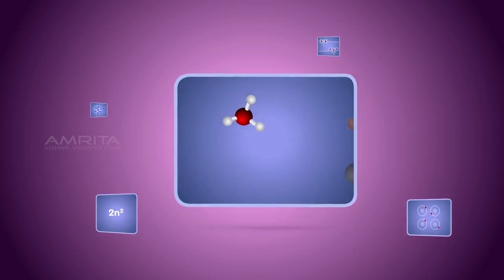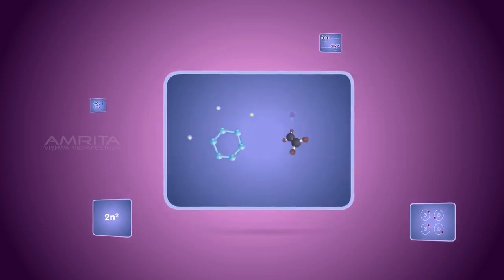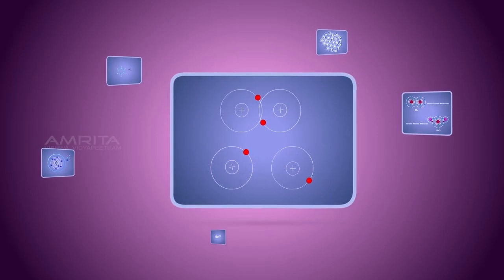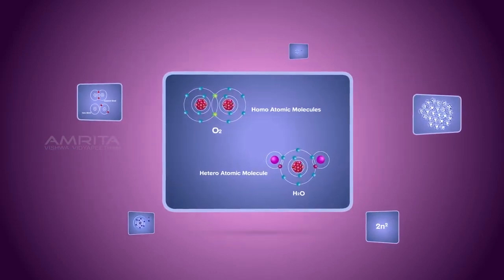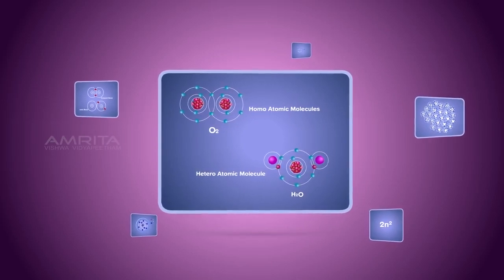A molecule is a chemical bonding of two or more atoms. Bonds are classified as covalent and ionic. There are two types of molecules, homoatomic and heteroatomic.